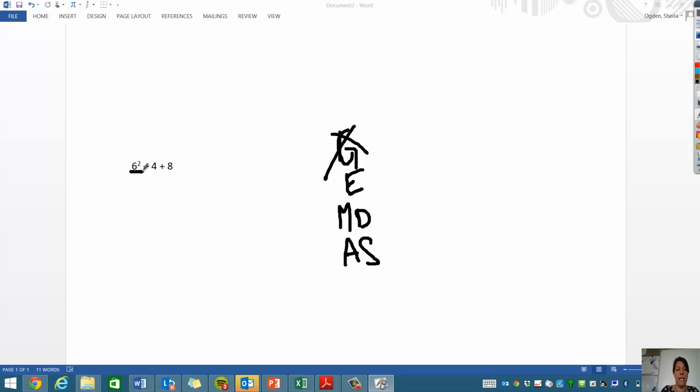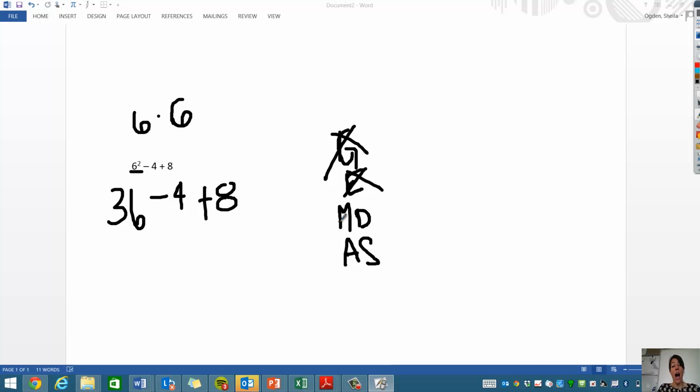Well, the first thing that I see is an exponent. 6 to the second power is 6 times 6. It's 6 times itself 2 times. 6 times 6 is 36. So I'm going to simplify the 36. I'm going to leave the minus 4, and I'm going to leave the plus 8. Okay, my exponents are done. So now I need to multiply, divide from left to right.